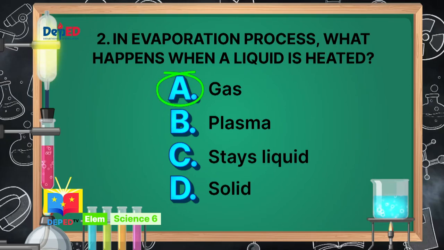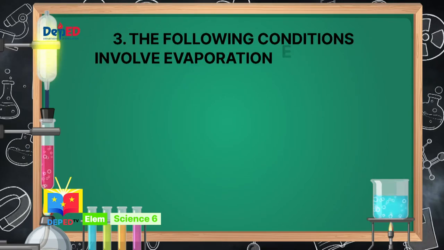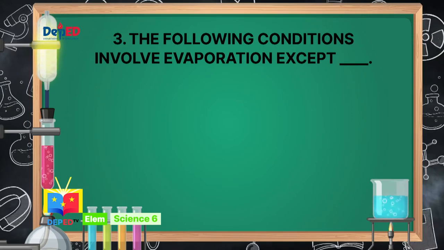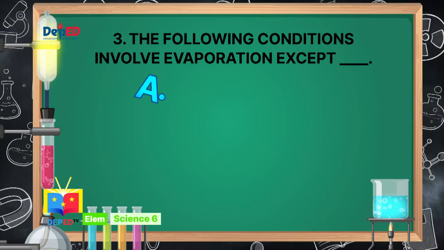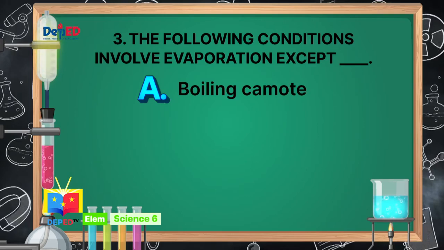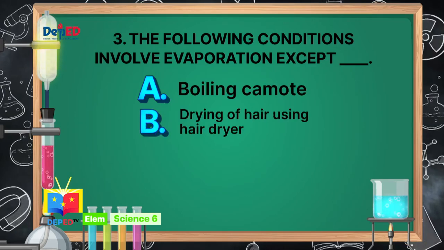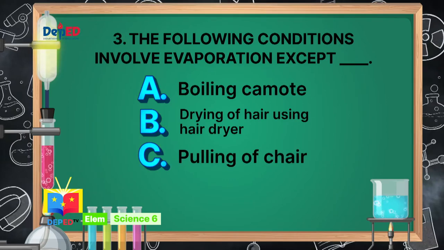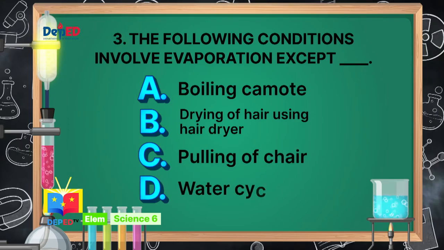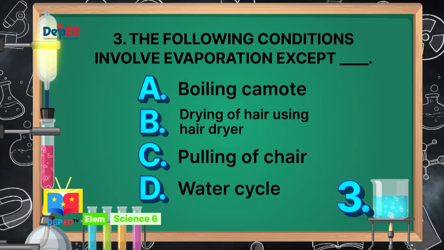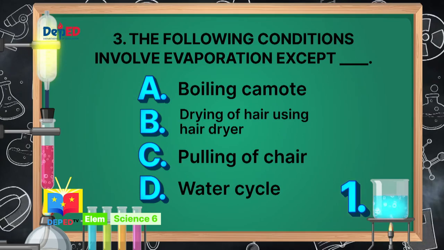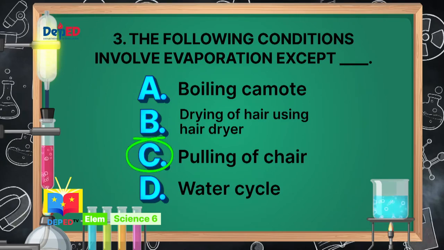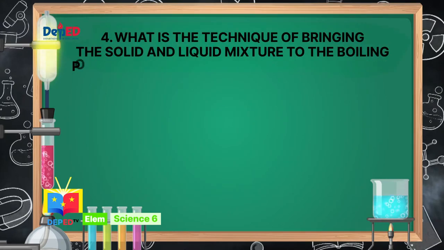Number 3. The following conditions involve evaporation except blank. A. Boiling kamote. B. Drying of hair using hair dryer. C. Pulling of chair. Or D. Water cycle. The correct answer is C. Pulling of chair.